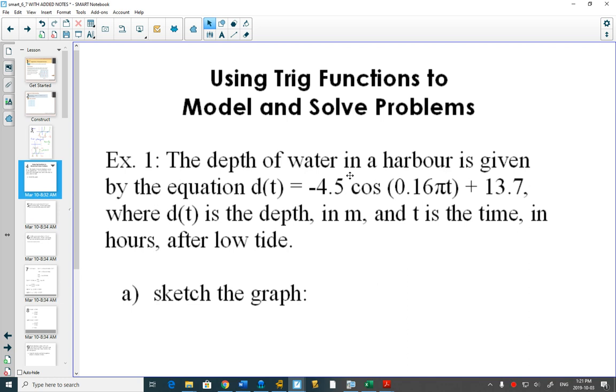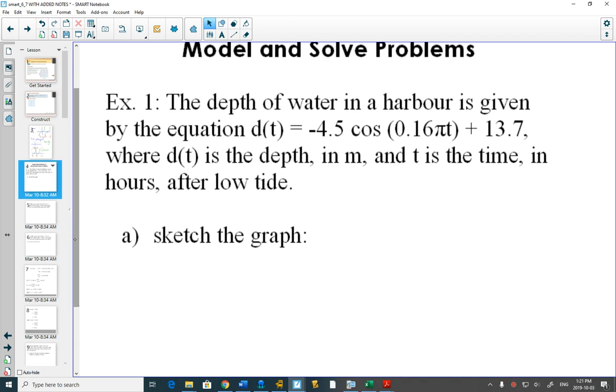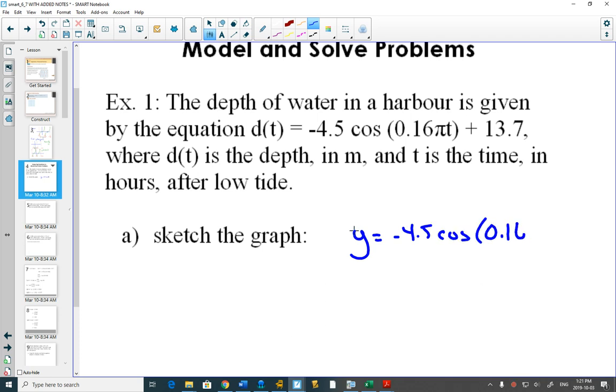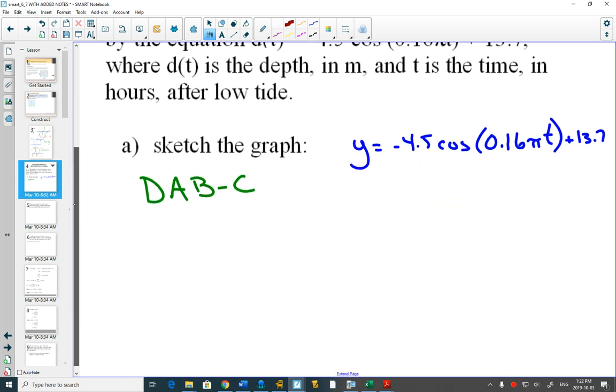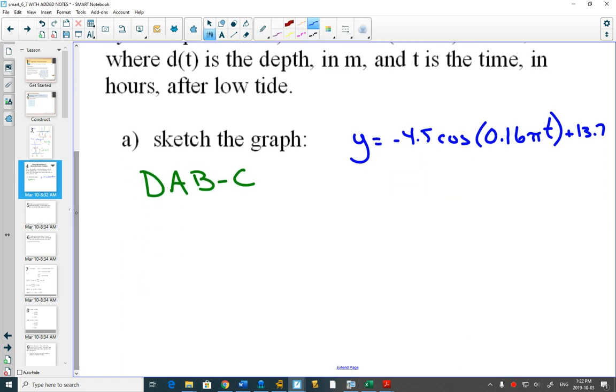So this one, they've got the equation, and the first thing they want us to do is sketch the graph. So I'm going to rewrite it here. We've got negative 4.5 cos 0.16 pi t plus 13.7. Using DAB C and thinking about each of these things, can you see that as a starting point, your center line is at 13.7.